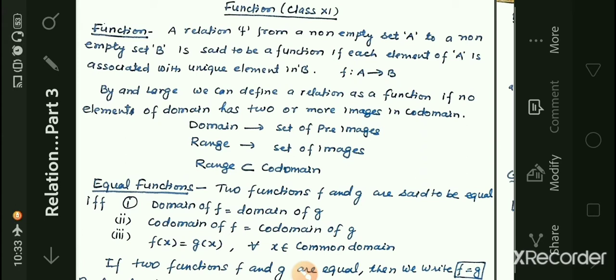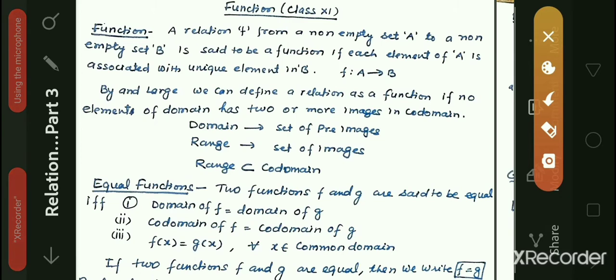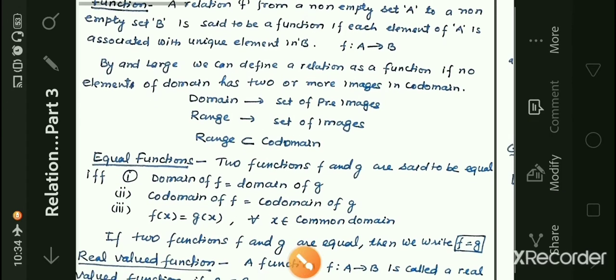Now, domain. What is domain? Domain is also termed as the set of pre-images. Pre-images means elements associated with the images are termed as pre-images, and range is the set of images. What is range? Range is the set of images and domain is the set of pre-images. As you know, range is a subset of codomain. So that's all for the definition of function.